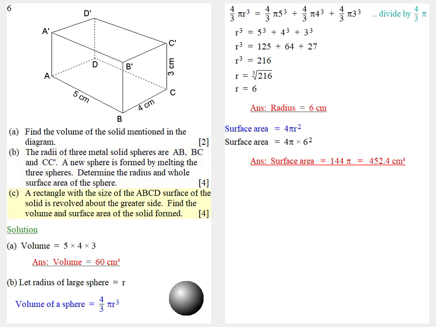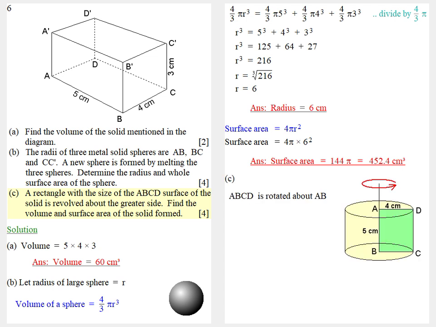Now in part C, a rectangle with the size of the ABCD surface of the solid is revolved about the greater side. Find the volume and surface area of the solid formed. Well, if we draw a diagram, we see that when ABCD is rotated about AB, we get a cylinder. Now the height of the cylinder is 5 centimeters and the radius of the cylinder is 4 centimeters.